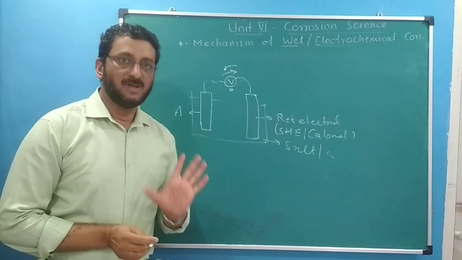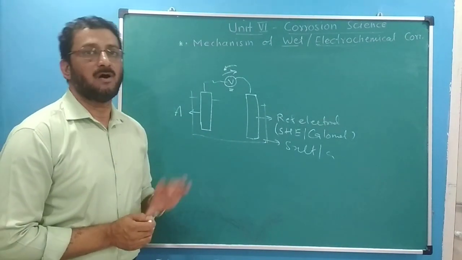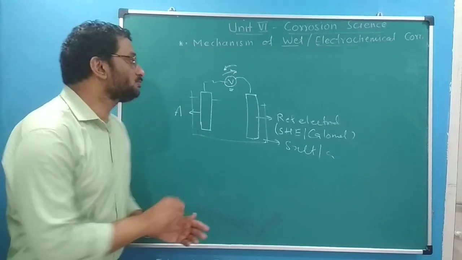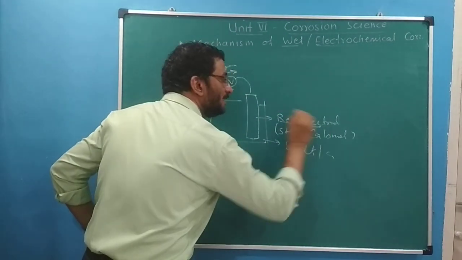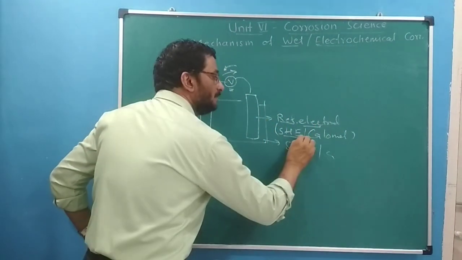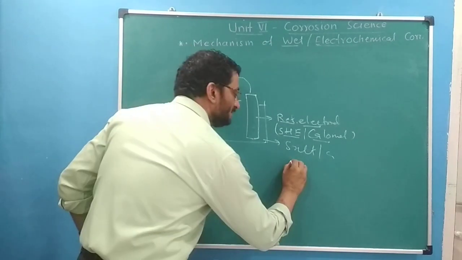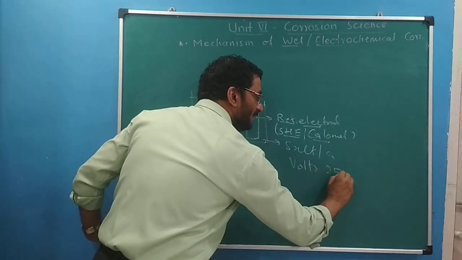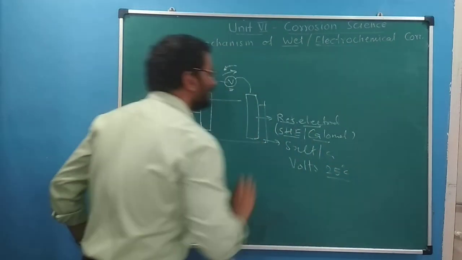So the simple point is that to record the electrode potential of any element, any metal, it has to be coupled with a standard electrode that is called a reference electrode, and it is either SHE or calomel. Mostly it is measured in volts and mostly at 25 degrees centigrade, isn't it? Right?